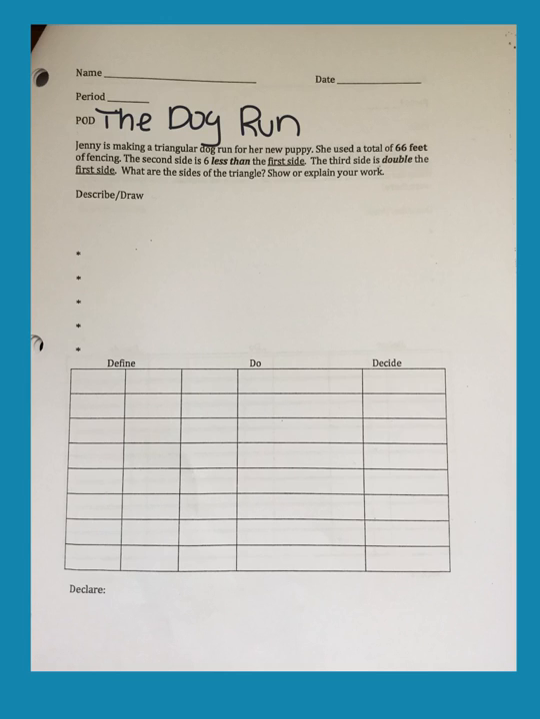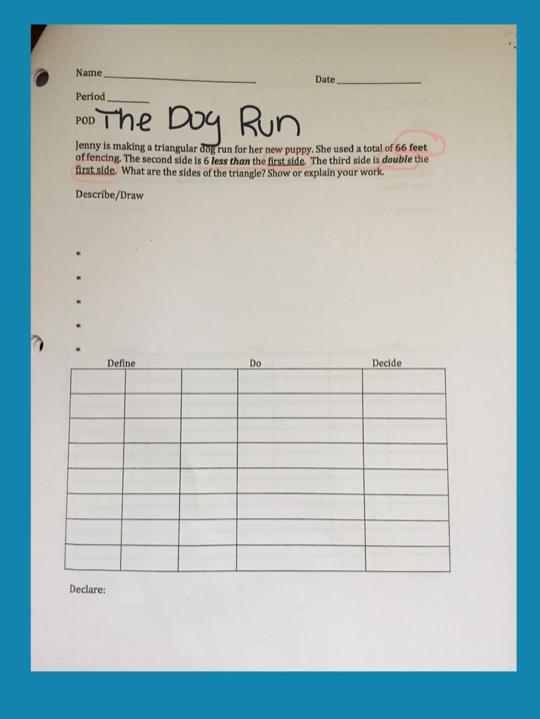Hi, so let's start with the first POD problem. It is the dog run. And we are going to start by reading the problem and reading it through twice. So Jenny is making a triangular dog run for her new puppy. She uses a total of 66 feet of fencing. So total 66. The second side is 6 less than the first side. And the third side is double the first side. What are the sides of the triangle? Show or explain your work.